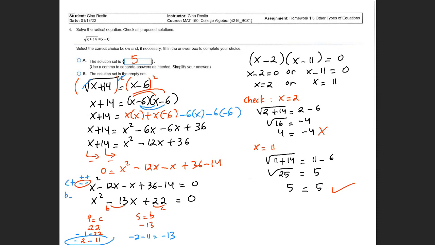I'm sorry, x equals 11. Because we got the answers x equals 2 and x equals 11, but 5 equals 5 is right, because the statement is true, so we choose x equals 11. Now go to number 5.